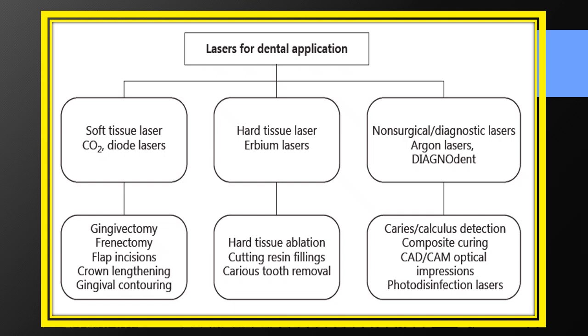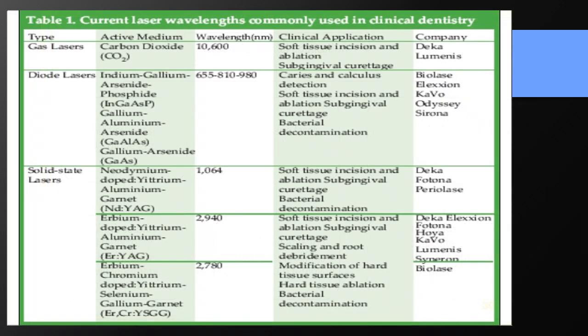Hard tissue lasers include erbium lasers, which are used for hard tissue ablation, cutting resin fillings, and carious tooth removal. Non-surgical or diagnostic lasers include the argon lasers, and Diagnodent is an example. Caries and calculus detection, composite curing, CAD-CAM optical impression, and photo disinfection laser come into this category.